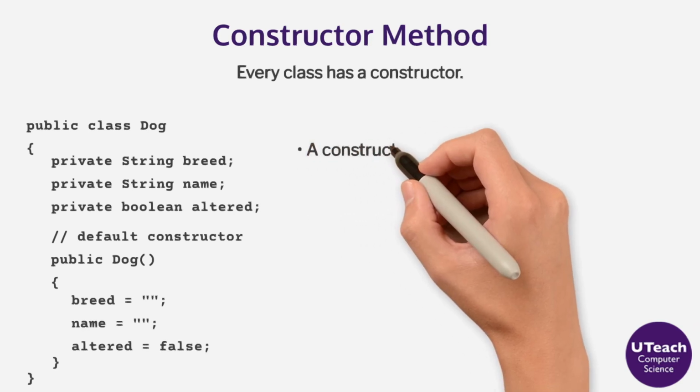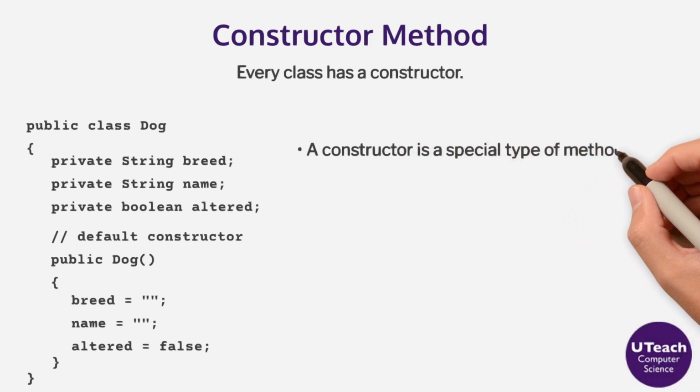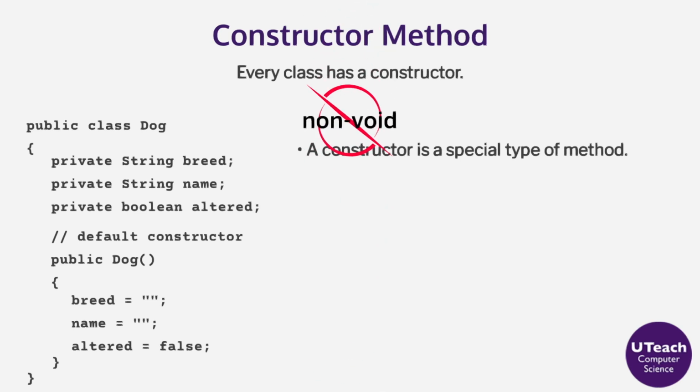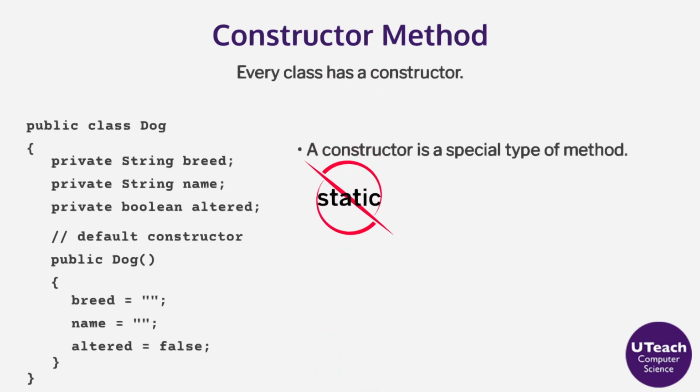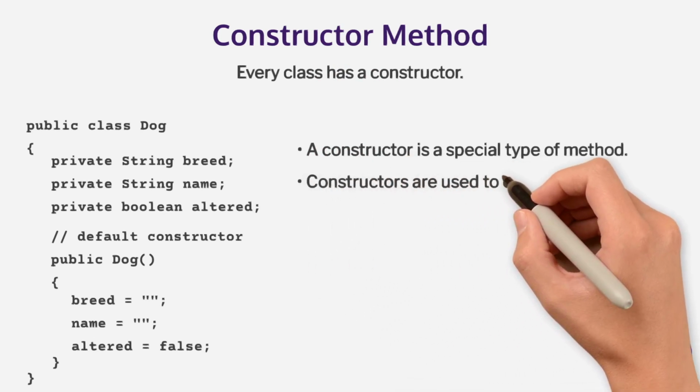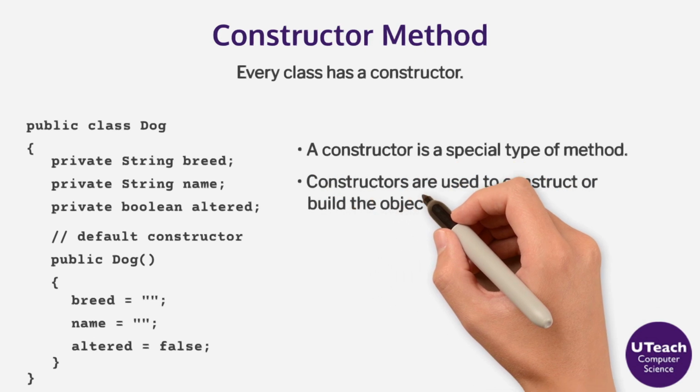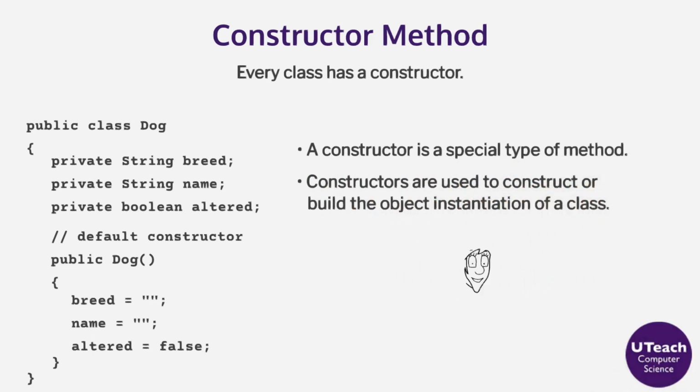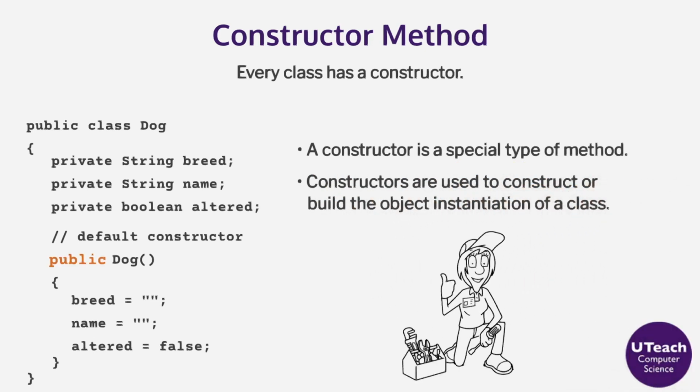A constructor is a special type of method. A constructor is not a void, non-void, static, or non-static method. It's just a constructor. Constructors are used to construct or build the object instantiation of a class. Always use public for the access modifier, and the name of the constructor is the same as the class name.